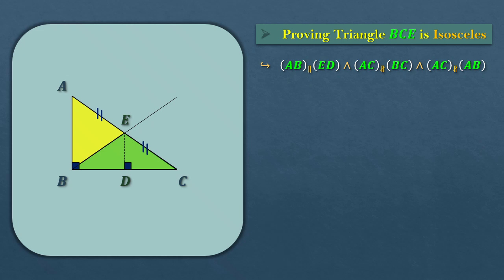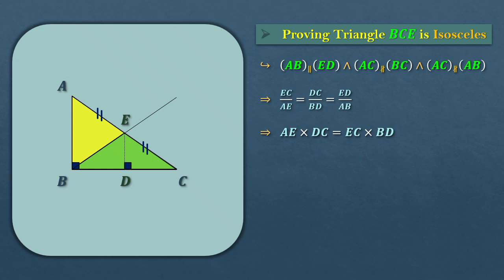According to Thales' theorem, we obtain the equality of lengths ratios. EC divided by AE equals DC divided by BD equals ED divided by AB. We focus on the first two ratios. By cross multiplication, we obtain AE multiplied by DC equals EC multiplied by BD.